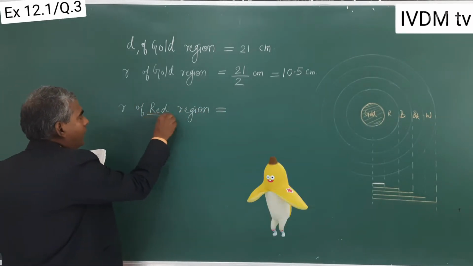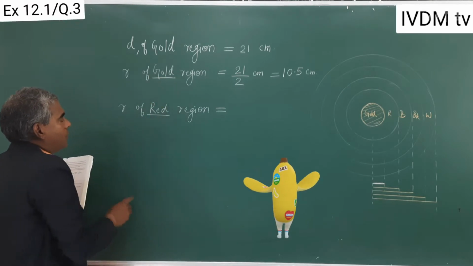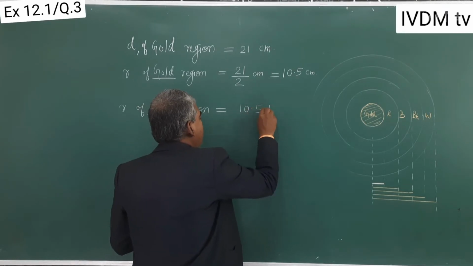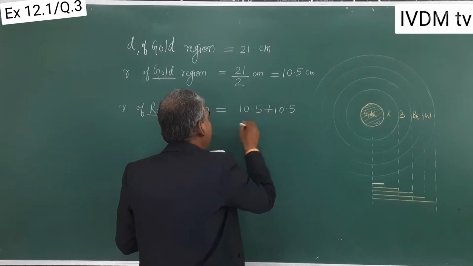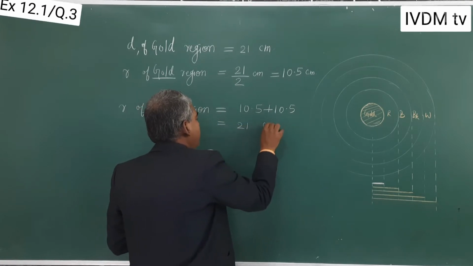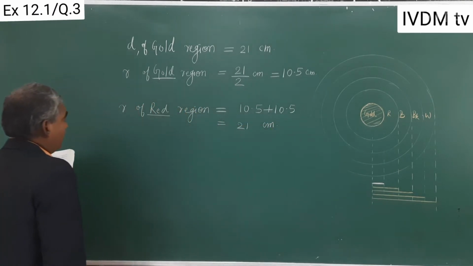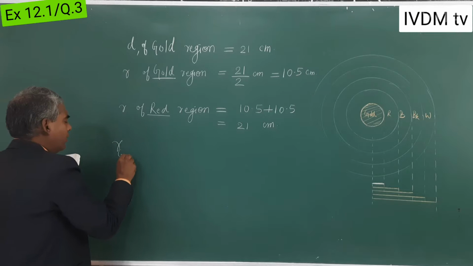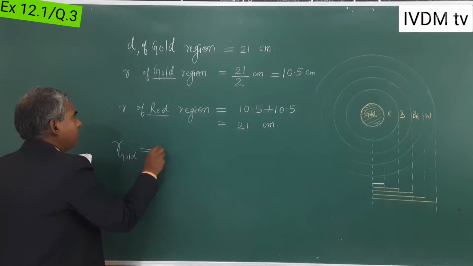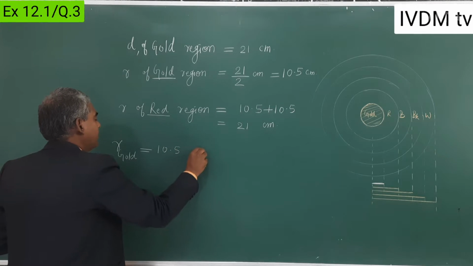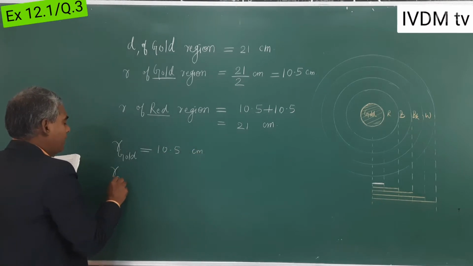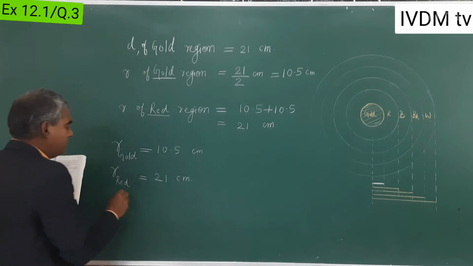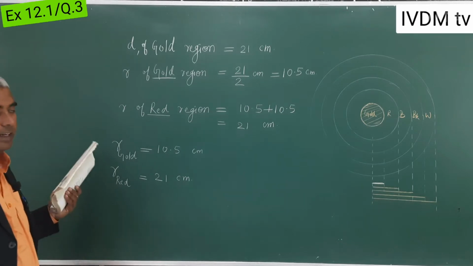So R of the red, R of the gold. For this one, 10.5 plus 10.5, 2 times, so it is actually 21 centimeter. For this you may write R gold is equal to 10.5 centimeter, or R red is equal to 21 centimeter, and similarly all the radius can be found.